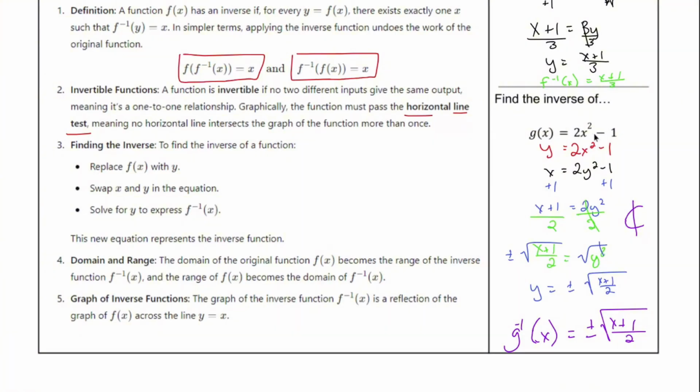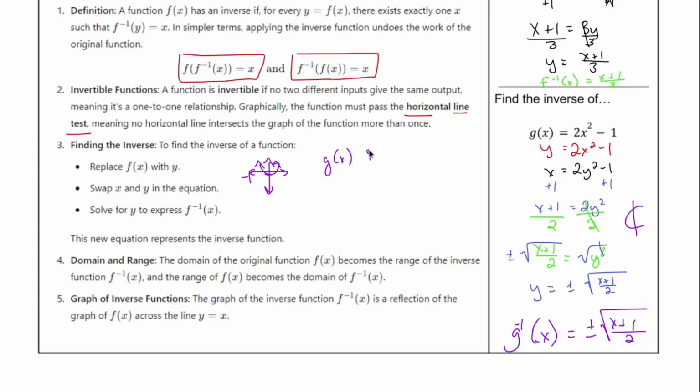Whatever the domain is for g of x is going to become the range of its inverse. Whatever the range is for g of x is going to become the domain of its inverse. So if I look at this parabola, I know when I graph that it's going to look like a U, and it's going to bottom out at -1.